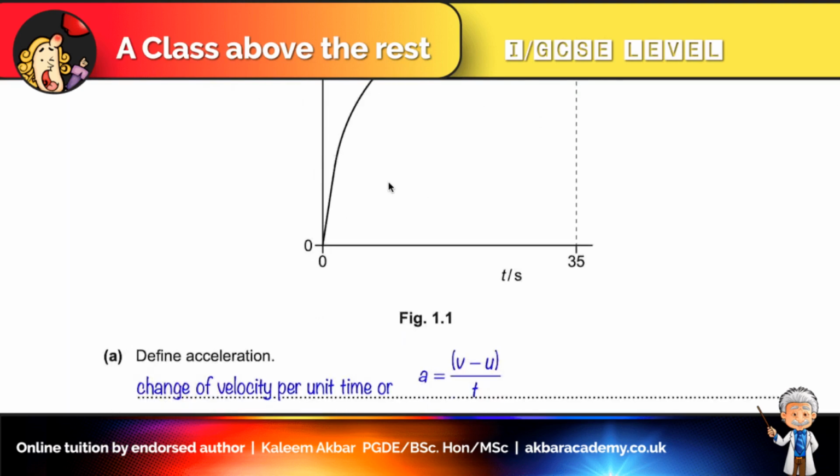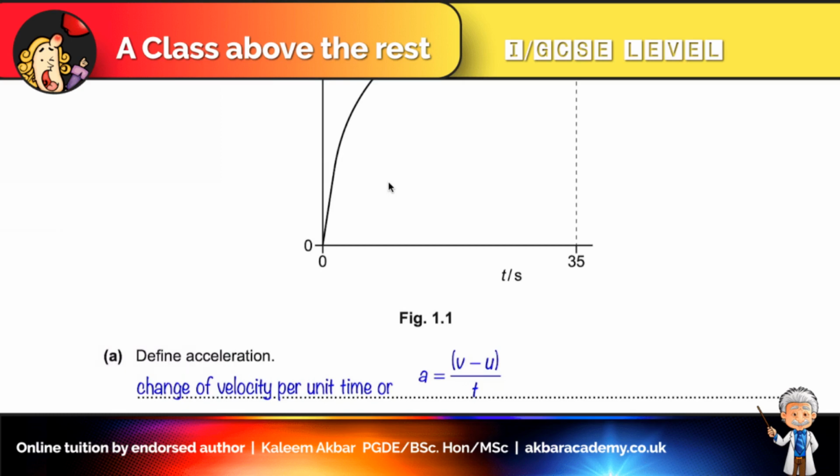Now, the proper way of doing this is to say rate of change of velocity. Here, they've made that a bit simpler by calling it change of velocity per unit time. And they've made it super simple by saying a equals v minus u over t. I would strongly suggest you do not do that in exams. Whilst they allow it here, I can think of countless others where that would not be accepted.